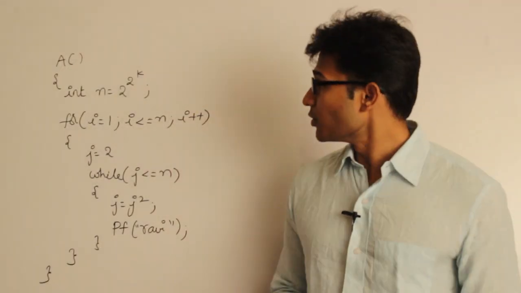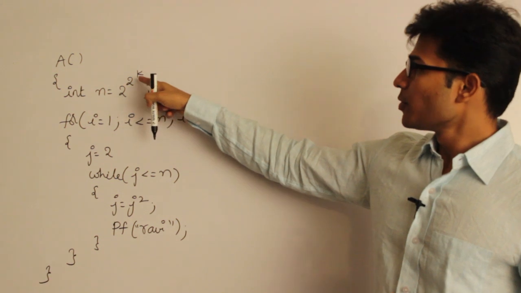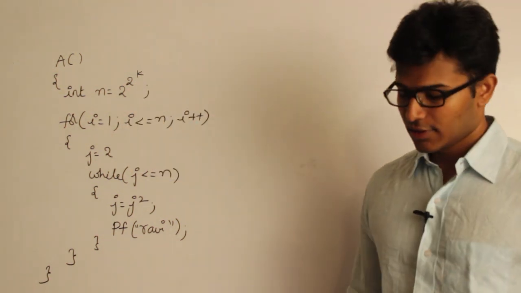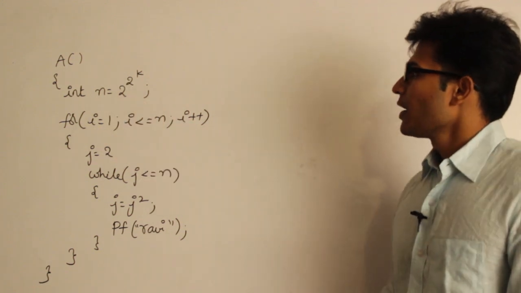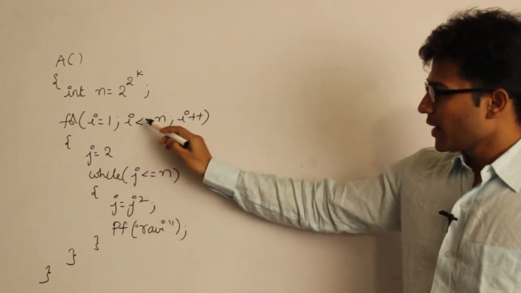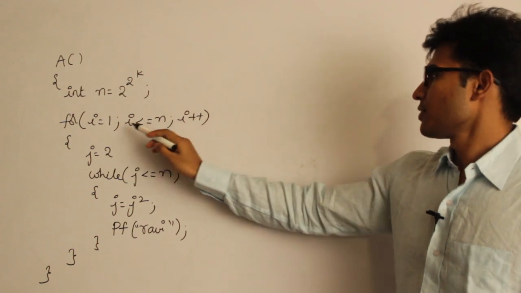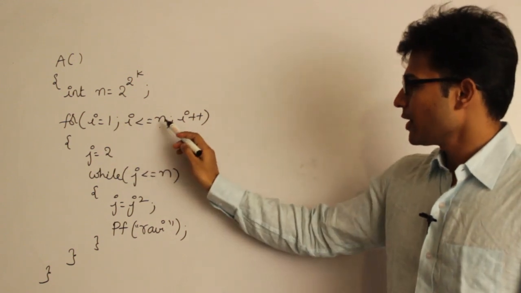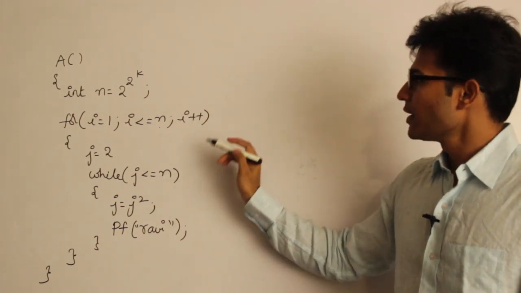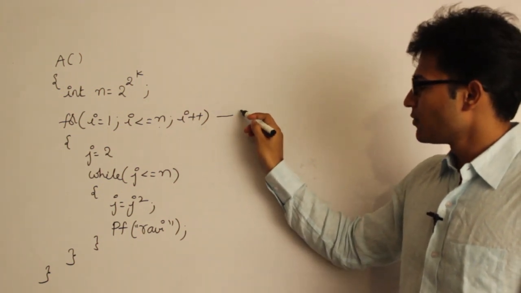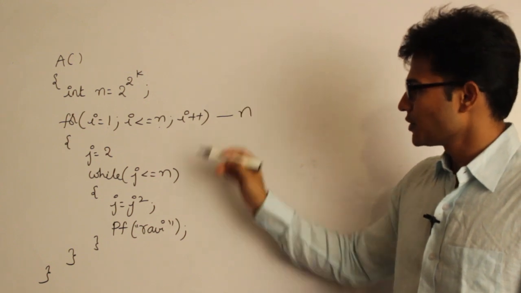So let's analyze this program. n equal to 2 power k, which means n is given as a fixed constant and n's value depends on k. Okay, and for i equal to 1, i less than or equal to n, i plus plus. So i is running from 1 to n and it is incrementing in steps of 1. Why? Because it is i plus plus, right? Therefore how many times will the outer for loop get executed? n times. There is no change in it.